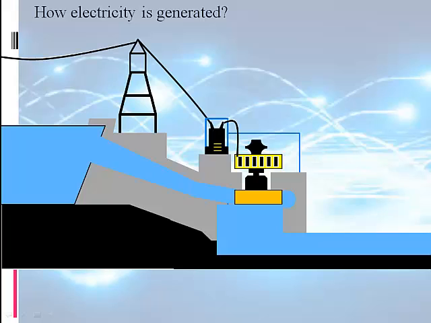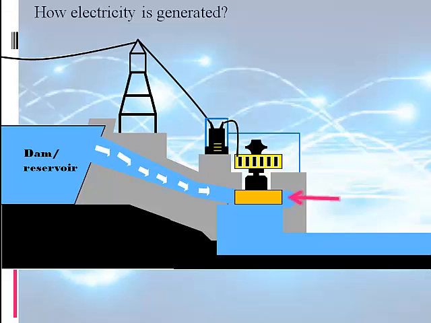Now we will discuss how electricity is generated. We need a lot of water to produce hydroelectricity, and we will discuss how electricity is generated with the help of water. A dam is built across the river to store water. We call it a dam or reservoir. And the water from the dam or reservoir flows into a tunnel with great speed.